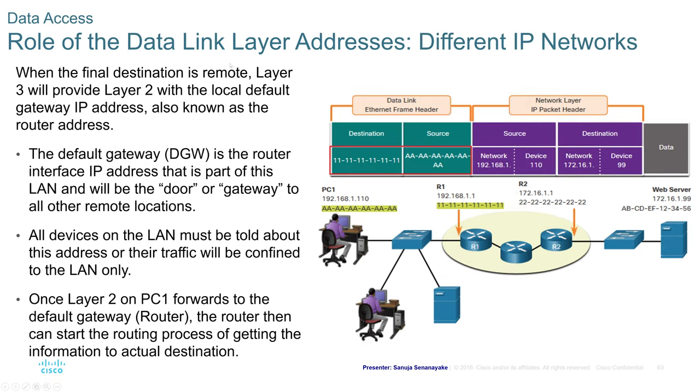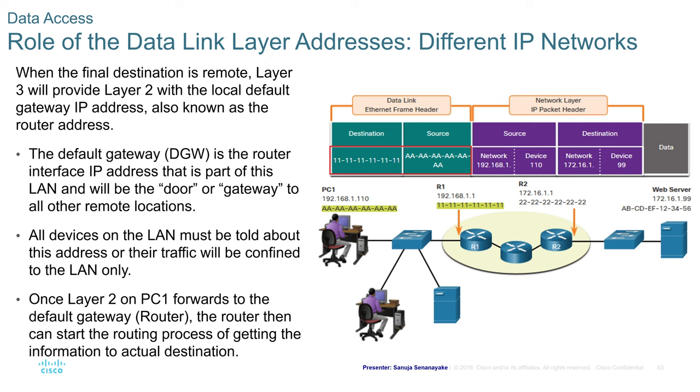The role of data link layer addresses when we have different IP networks. When the final destination is remote, layer 3 will provide layer 2 with the local default gateway IP address, also known as the router address. It's very important you remember that.